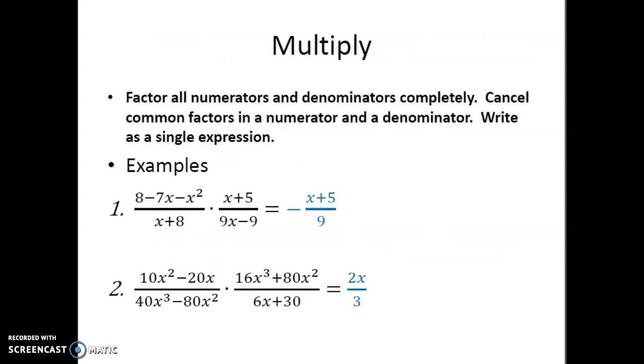So we're going to use these same principles when we are multiplying and dividing with rational expressions. We're going to factor all the numerators and denominators completely and then cancel out common factors. Once we do that, then we can write the expression as a single expression with one fraction bar. So we're going to take a look at these two multiplication examples first.